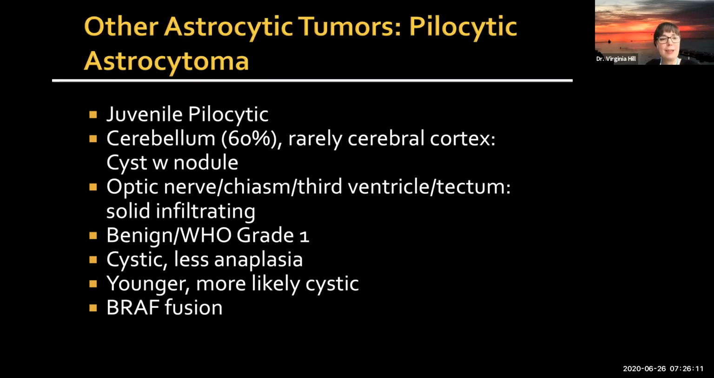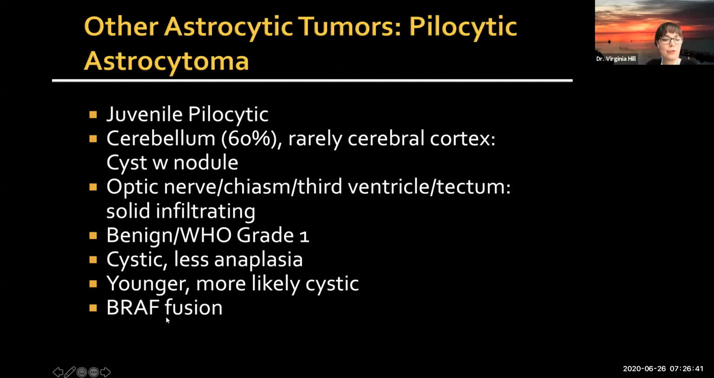It also can be infiltrating. It can appear in the optic nerve or chiasm, the third ventricle or tectum, and be solid and infiltrating. It is a relatively benign tumor. It's WHO grade 1. It can be cystic with less anaplasia. It tends to occur in younger patients where it is more likely cystic, and it is associated with a BRAF fusion alteration genetically. The BRAF alterations tend to occur in cystic lesions.